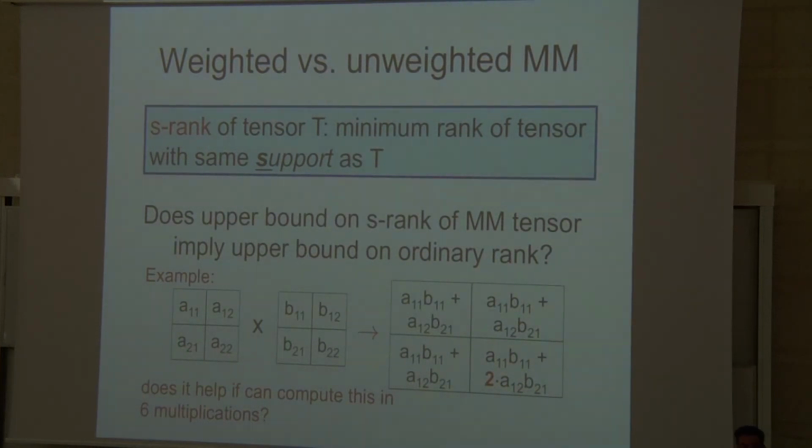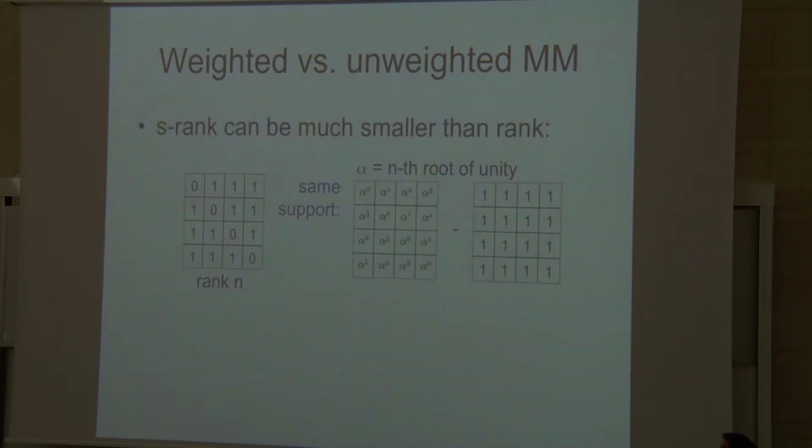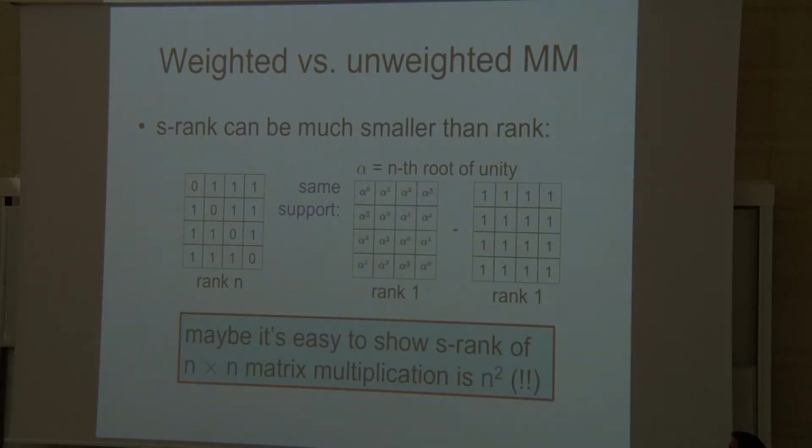So this is an example of S rank. In fact, we know of examples for matrices where we have a very high rank matrix. Here's an example whose S rank is very small, because you can get the same non-zero pattern by taking the difference of 2 rank 1 matrices. This is a root of unity. And so the tantalizing thought is that perhaps it's easy to show that the S rank of n by n matrix multiplication is order n squared, or n to the 2.1 or something, whereas it's been rather difficult to do the same for rank.